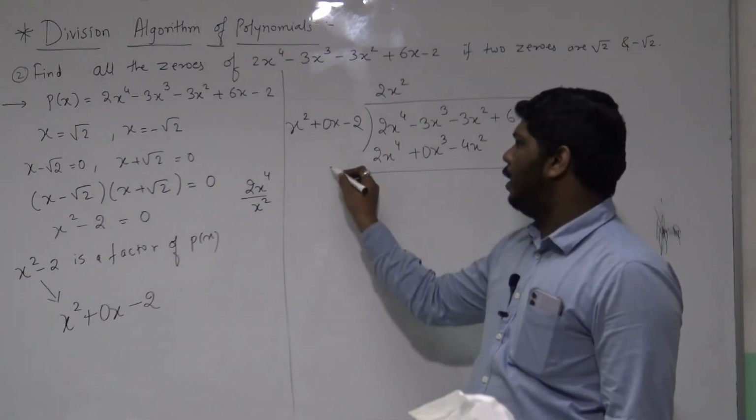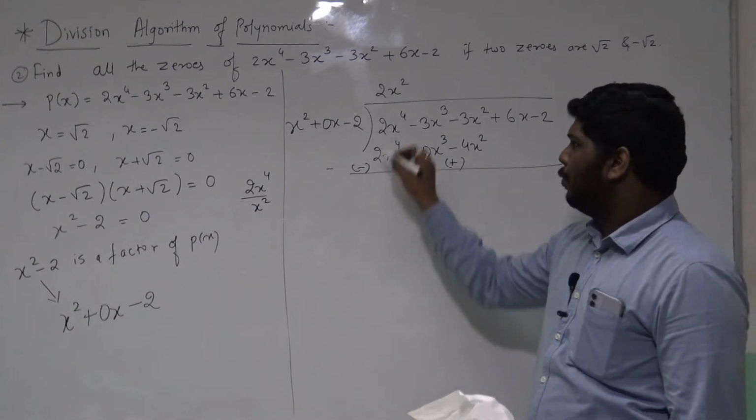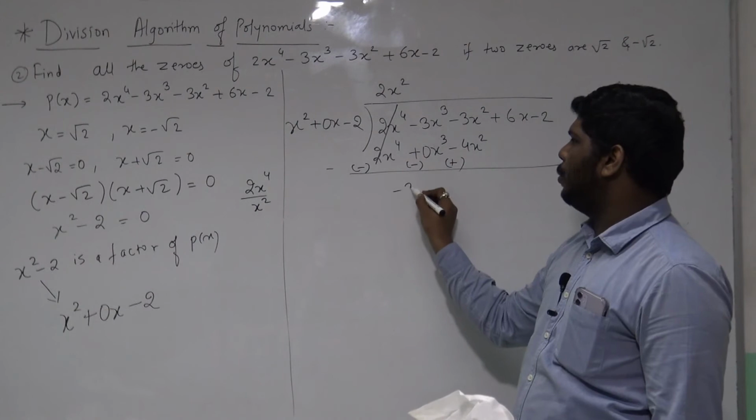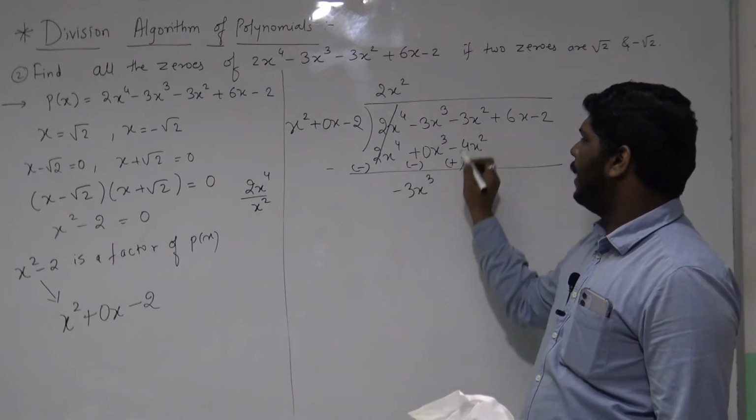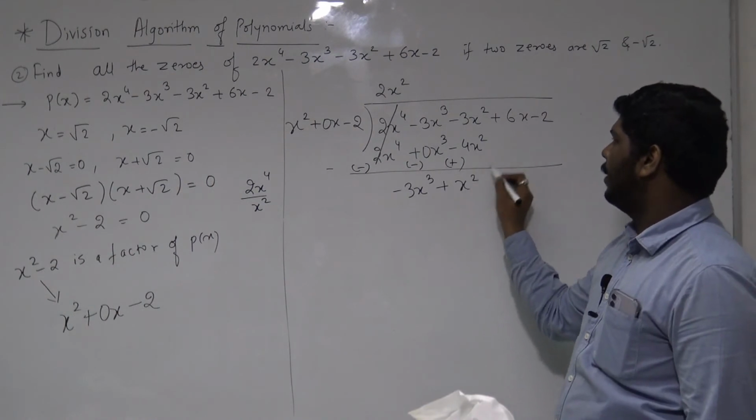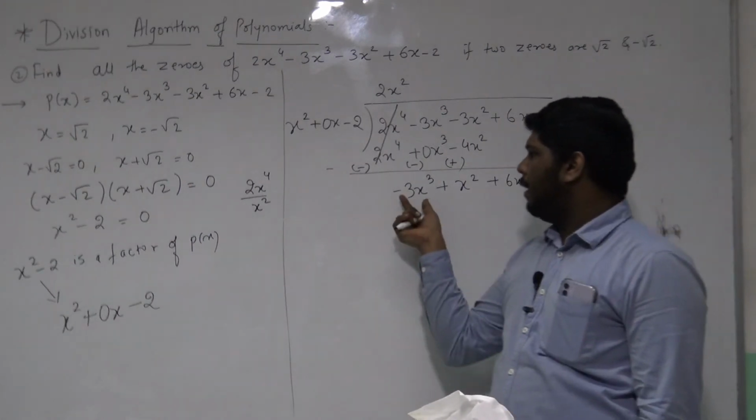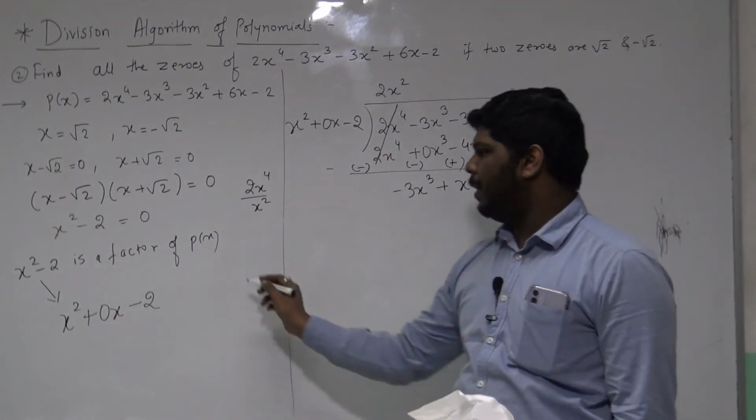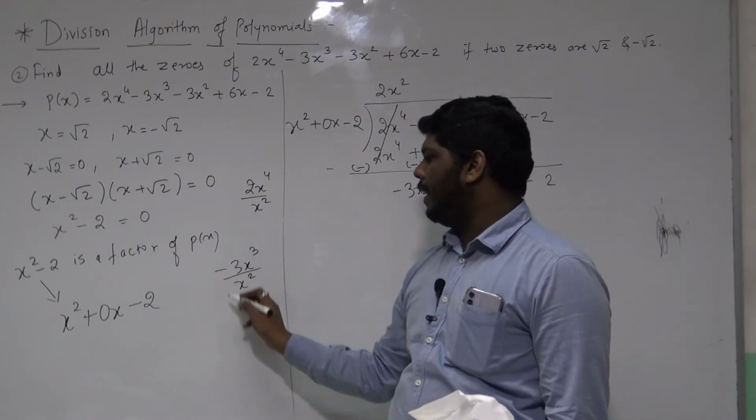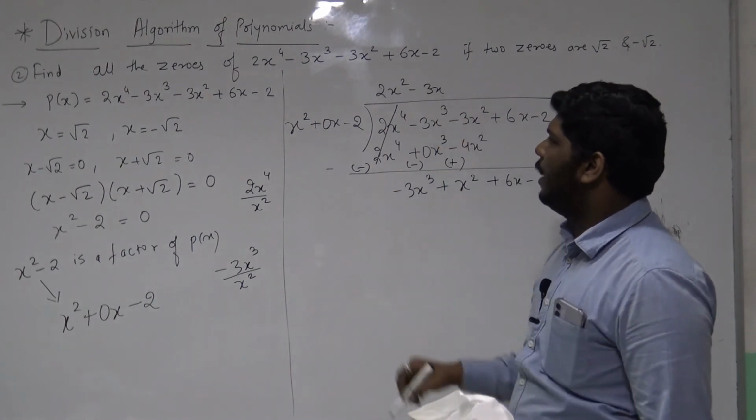Then what is the next step? Sign change for the second equation. So minus, and this will become plus. So the first term will get cancelled automatically, 2 minus 2 is 0. Here minus 3x cube is there, and here minus 3 plus 4. Now minus 3 plus 4 will give you plus 1x square, and this is plus 6x minus 2. Again take the first term from here. If you divide minus 3x cube by x square, can I say it is equal to minus 3x? So minus 3x I will write here.